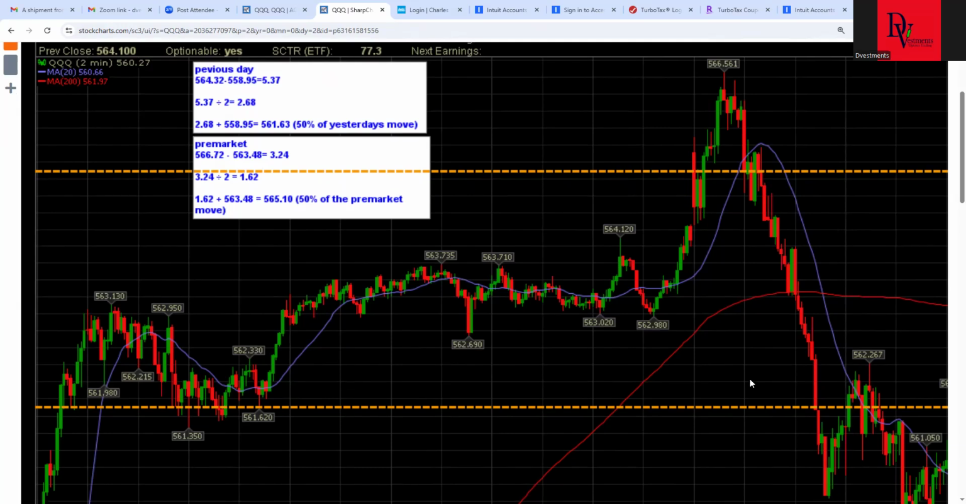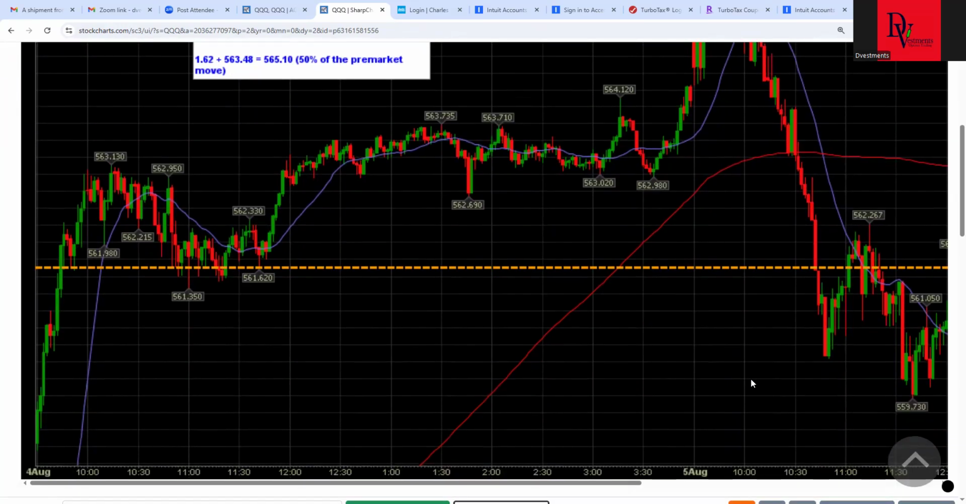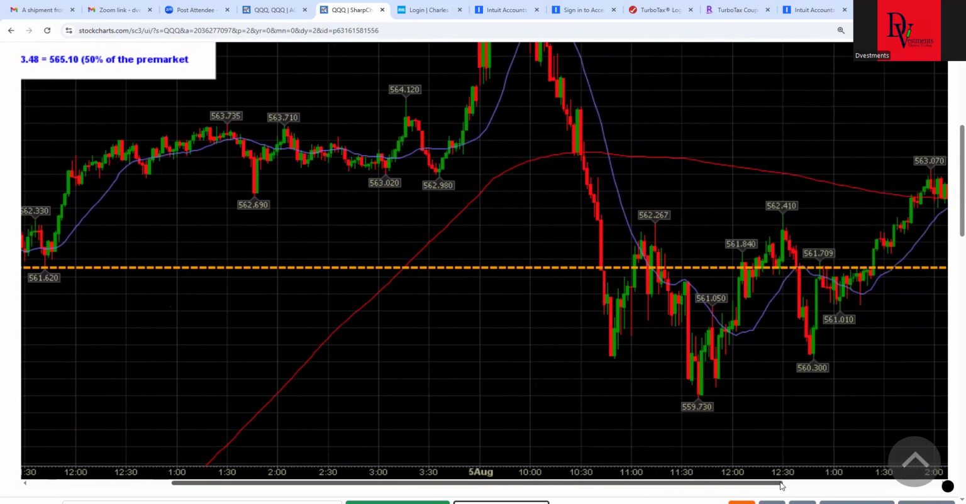All right. So now, boom, the market is open. Now we're looking at, this was the previous day. Now we're looking at the current day, which is the 5th.